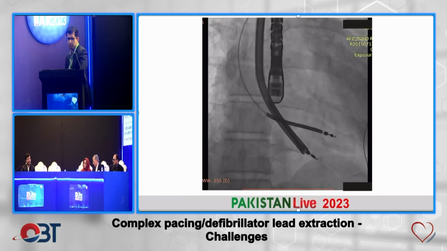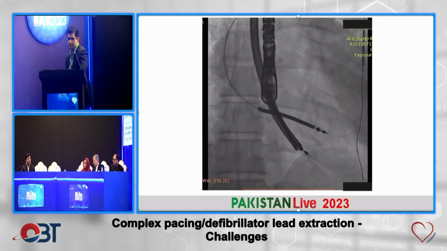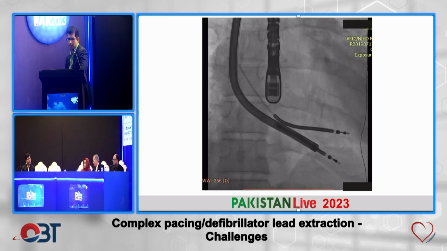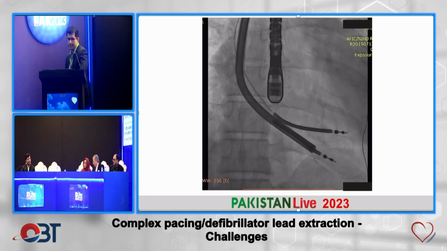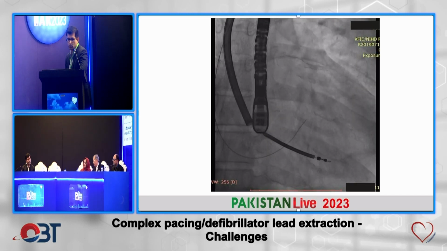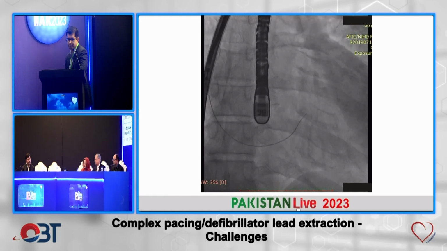So this way, it makes small progress. You have to be patient, but if you do it gradually, eventually the procedure becomes successful. Similarly, we did the same thing with the second lead, which was then also extracted in this way.